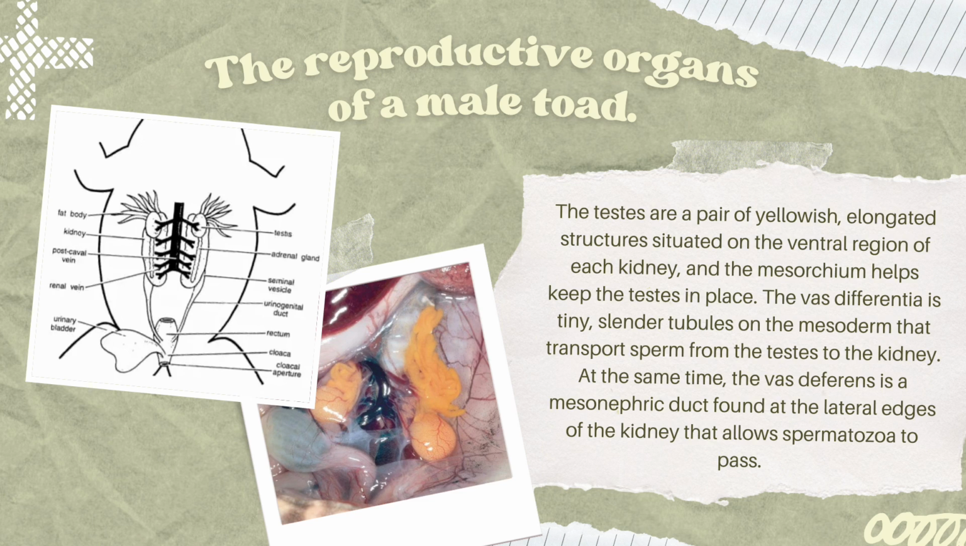Observe the yellowish finger-like structures known as corpora adiposa, or what we call fat bodies, anterior to the testis.